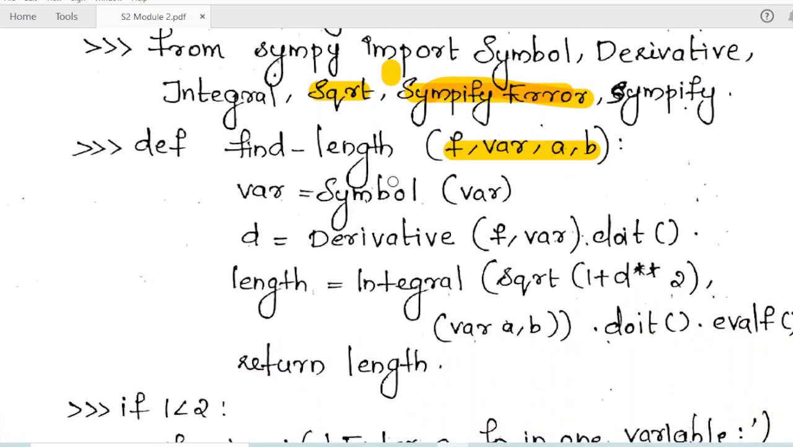Now let us first define a find_length function. ഇവിടെ ഒന്നും സ്പേസ് വരാൻ പാടില്ല. As I said, we require 4 inputs from the user. So f comma var comma a comma p colon. So var is a variable, so we have to assume it as a variable. Var equals symbol var. Another is d.